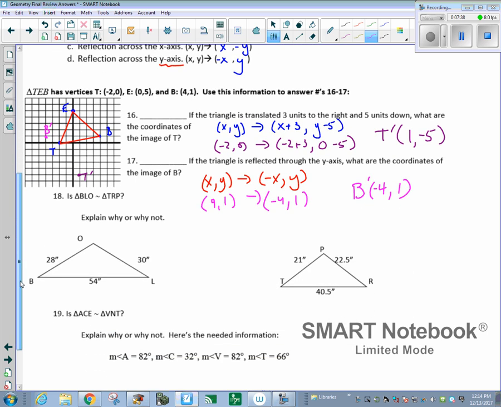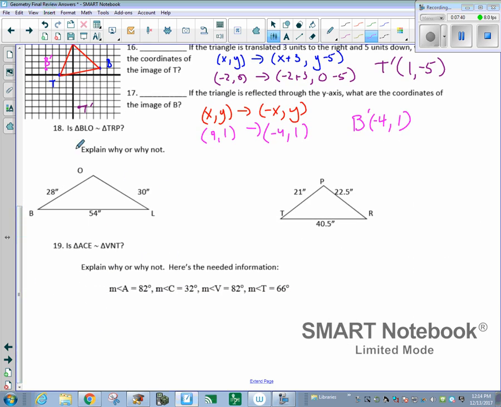All right. Down below here, it says, is triangle BLO similar to TRAP? And if they are, why or why not? So we've got these two triangles here, and we're trying to decide if they are similar. Since I'm only given sides, I don't know anything about the angles, so I'm going to think about this in terms of side-side-side similarity. Which basically means the ratios of the sides need to be congruent to one another. So I'm going to line up the sides by the triangles up here.